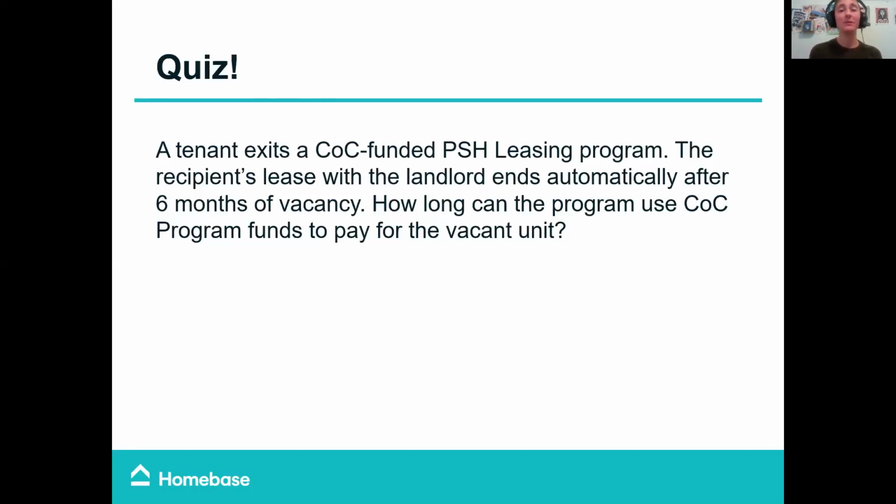And the reason that you might want to do that is if you have another client who might be interested in that unit and the landlord has worked well and they're willing to fill that unit with another client. If you need to hold that unit vacant a little bit in order to find a client who wants the unit or to get the client ready to move in, that might be a reason you would pay vacancy, but you would never have to.